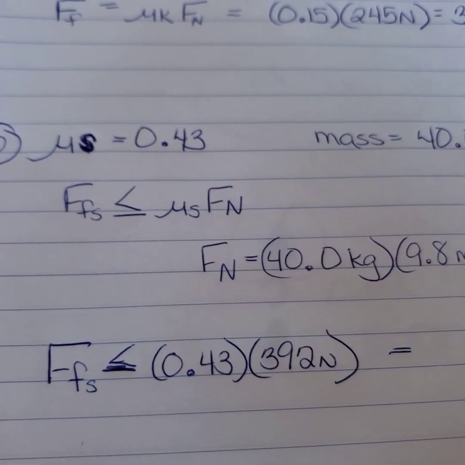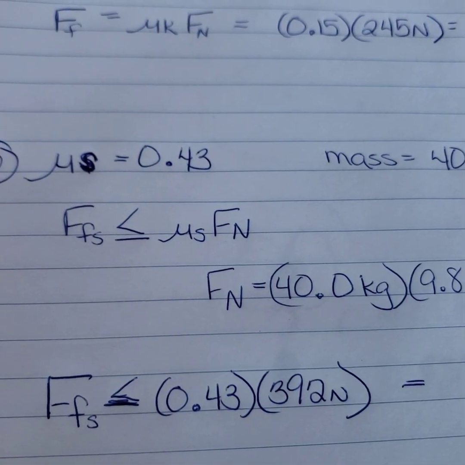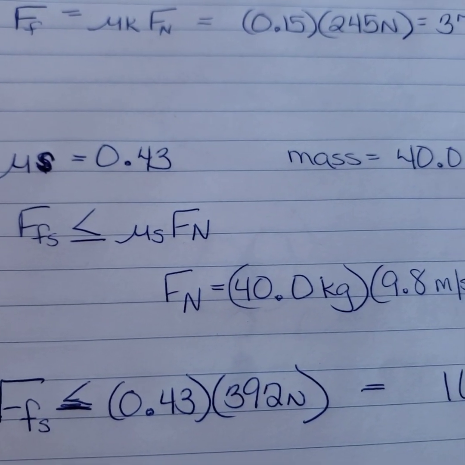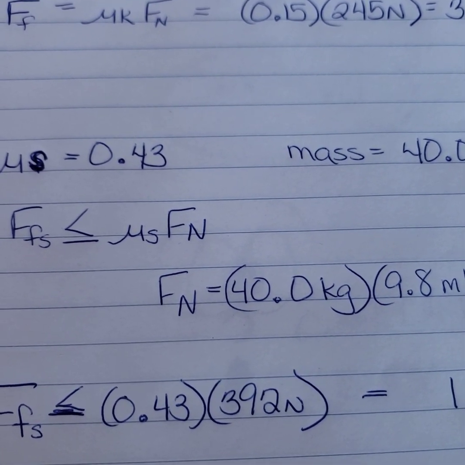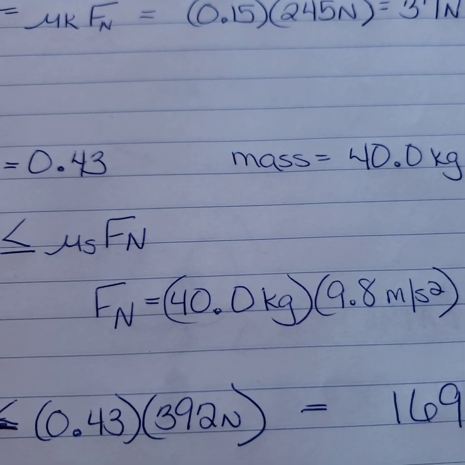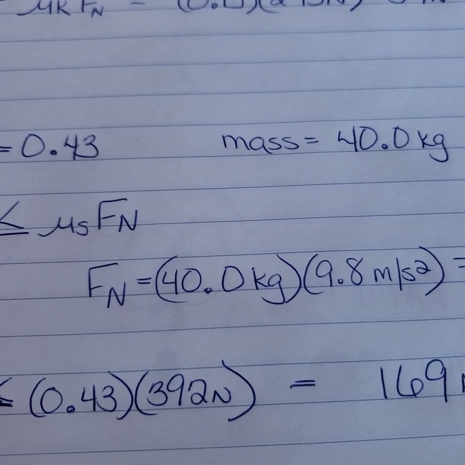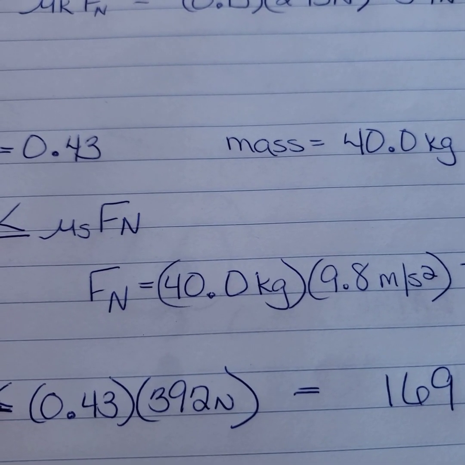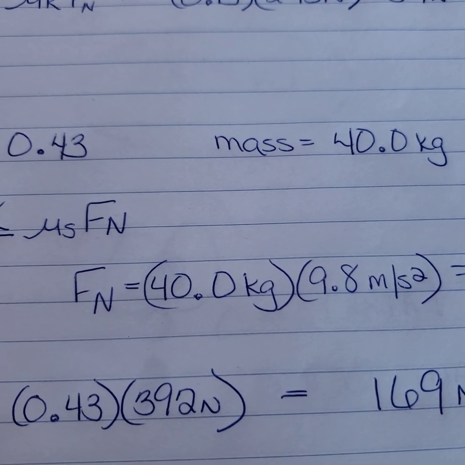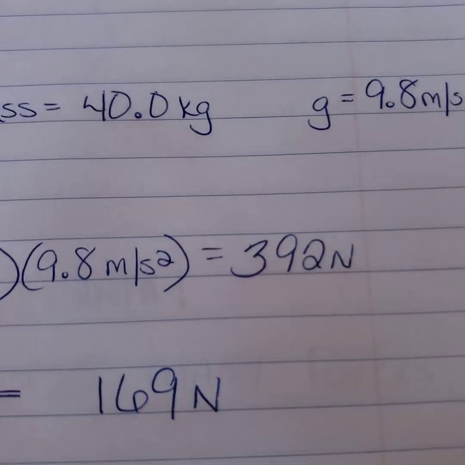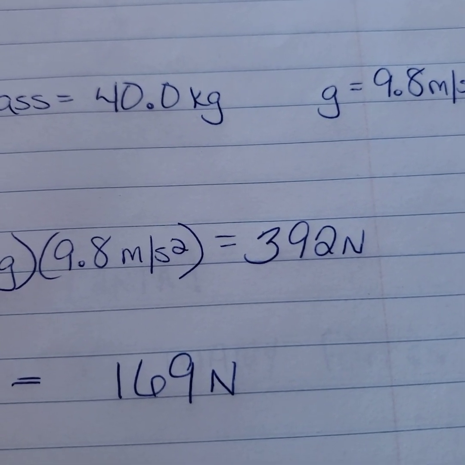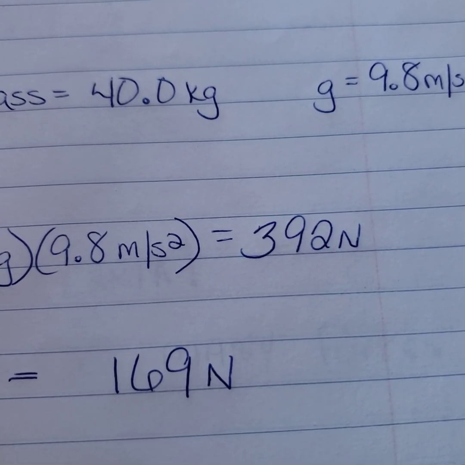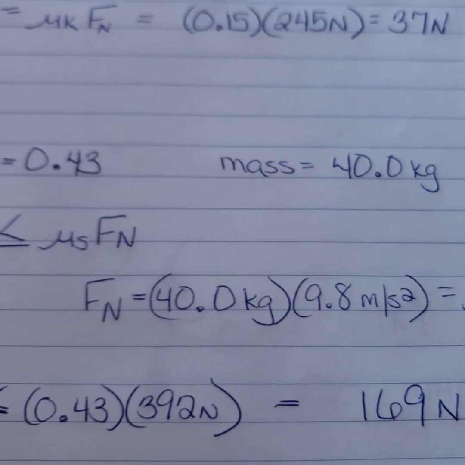Now we know that the force of static friction is going to be less than or equal to, what was our coefficient? 0.43 times the normal force, or the weight, in the opposite direction, 392 newtons. That gives us an answer of 169 newtons, making sure that you are using 3 significant figures. So you might ask, well, wait a minute.